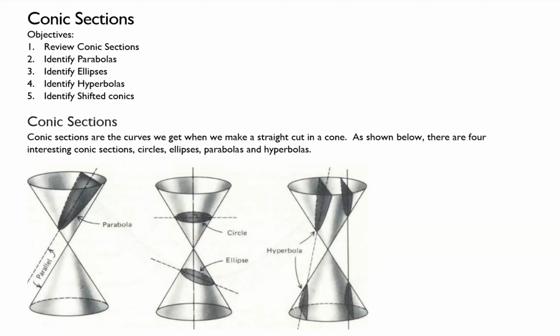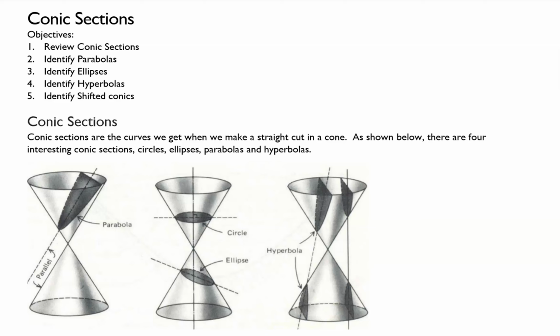Today we're going to be talking about conic sections. Now, conic sections are the curves we get when we make a straight cut in a cone. As shown below, there are four interesting conic sections: circles, ellipses, parabolas, and hyperbolas.